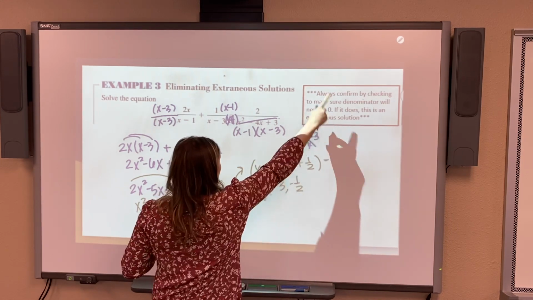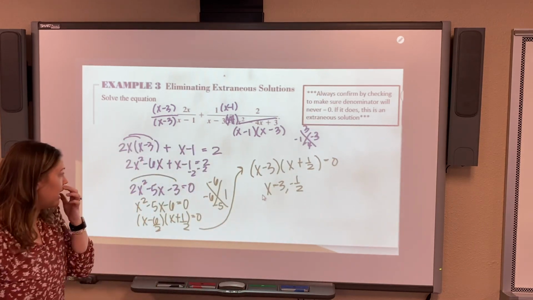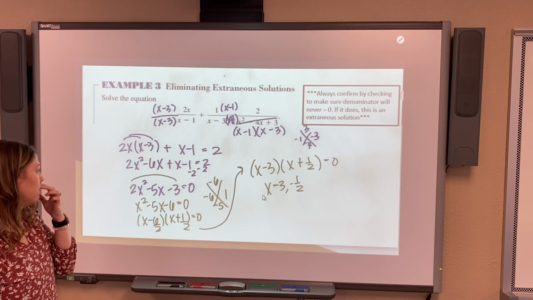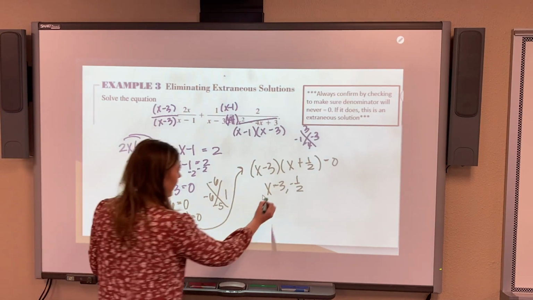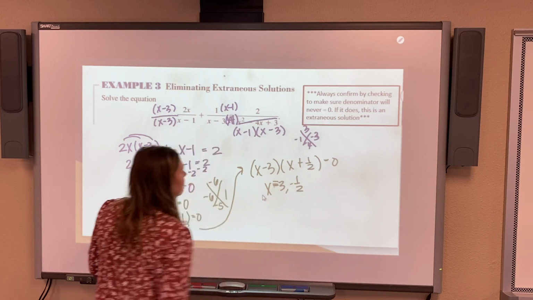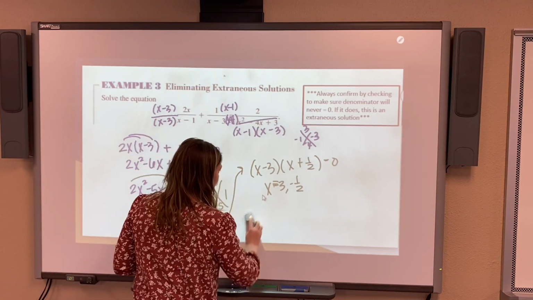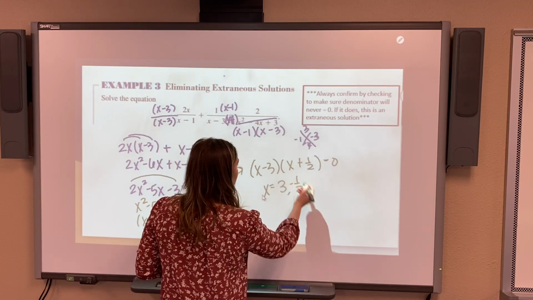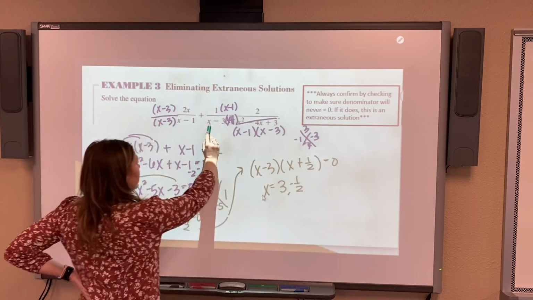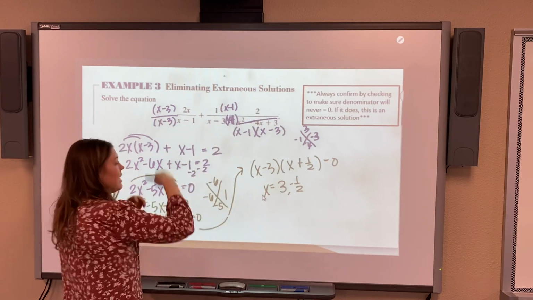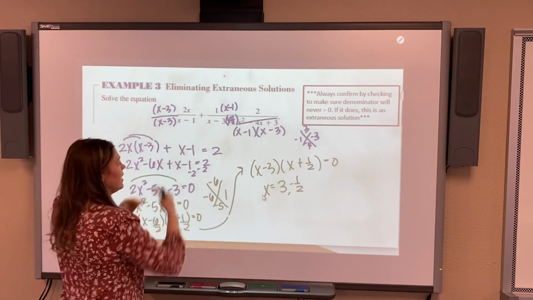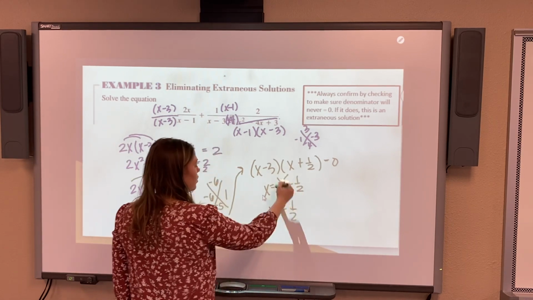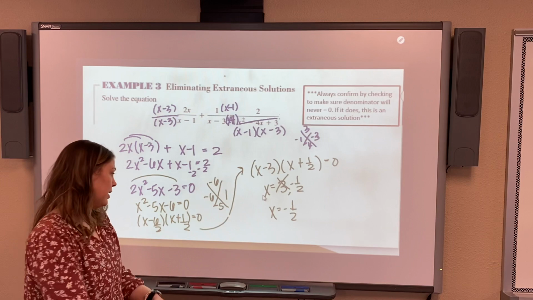But wait, always confirm. So x equals a positive 3 and a -1/2. If we have a positive 3 in here, 3 minus 3 equals a 0, can't do it. But we can have the -1/2. So our extraneous solution is that 3, and our solution is -1/2.